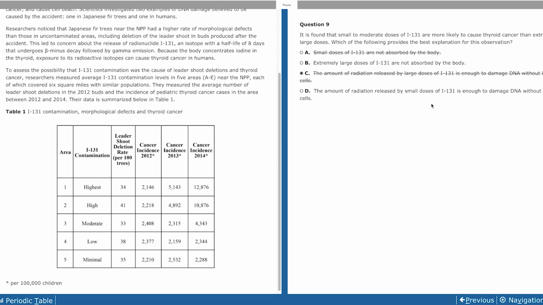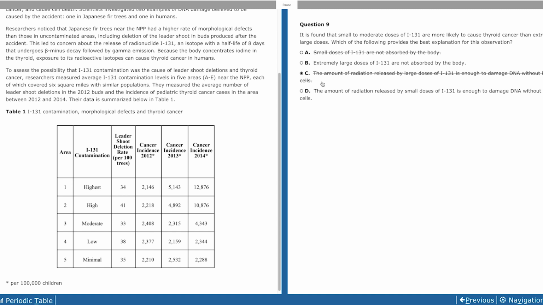Physiology standpoint. D, the amount of radiation released by small doses of iodine-131 is enough to damage DNA without killing cells. So that one is interesting. It's the opposite, right? Of smaller doses. That makes me think maybe the large dose does kill the cells, which is why it doesn't cause cancer. All of the DNA that it damages just kills the cells to begin with, and maybe it just kills the person, and so you don't have cancer, you just have a dead body, or the cells are just dead and it can't cause enough. So I'm left with B and D.